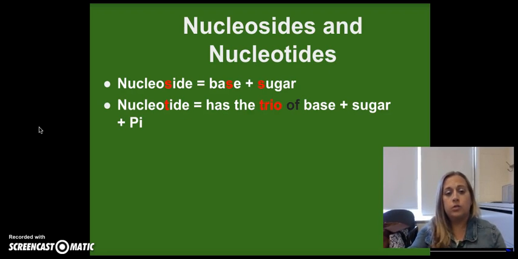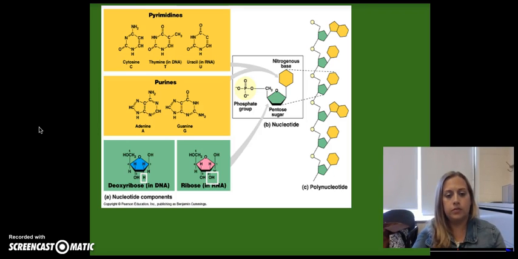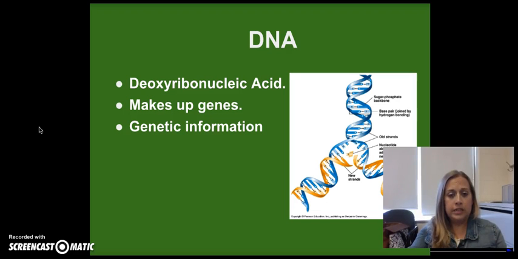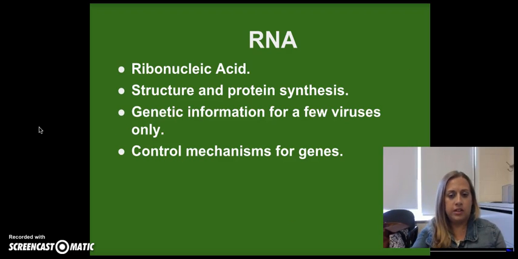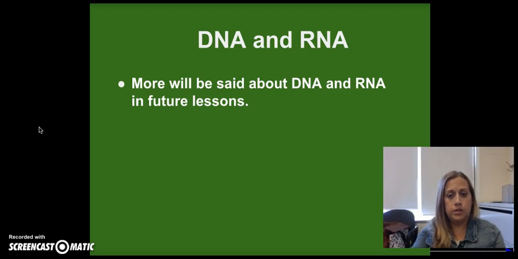When you're looking at something called a nucleoside, you're just looking at the base and the sugar. When you're looking at a nucleotide, which is what we're going to spend most of our time looking at, you're looking at a trio of the base, the sugar, and the phosphate group. The Pi means inorganic phosphate. So DNA, deoxyribonucleic acid, makes up genes. This is our genetic information that gets passed from one generation to the next. RNA, or ribonucleic acid, is really important for structure and protein synthesis. It does contain genetic information for a few viruses, and it's really important in control mechanisms for some genes.